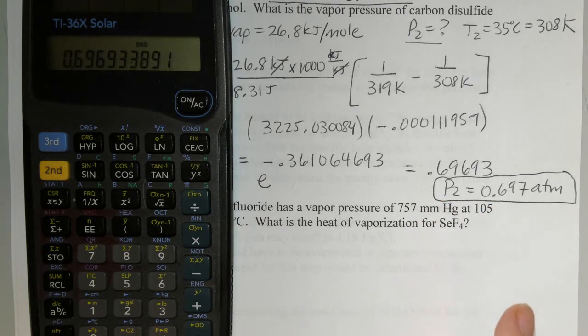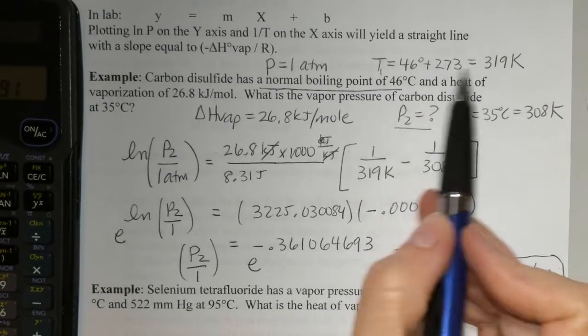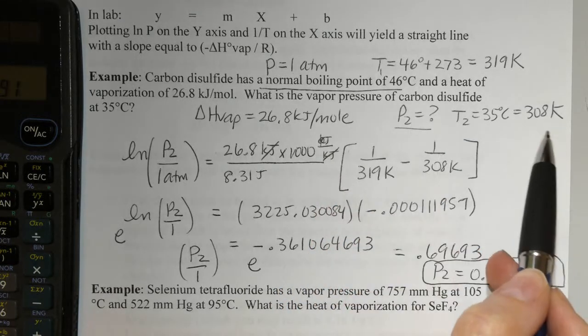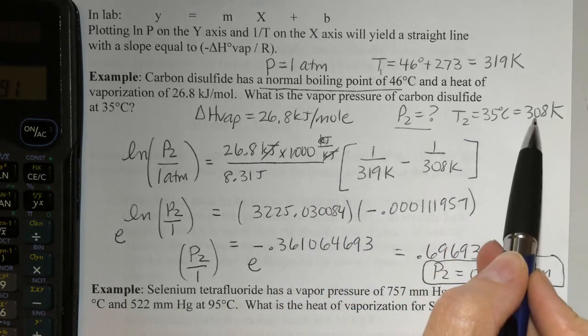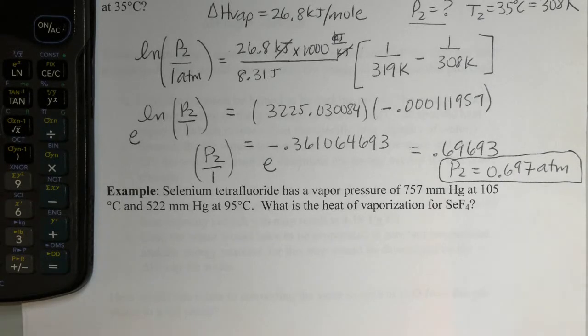So let me think if that makes sense. At T1, I'm at 319 Kelvin, pressure is 1 atmosphere. When I go to T2, I'm at a lower temperature, I've decreased temperature, so my pressure should also decrease. All right, so that makes sense. It's less than 1, that's as much as I know.